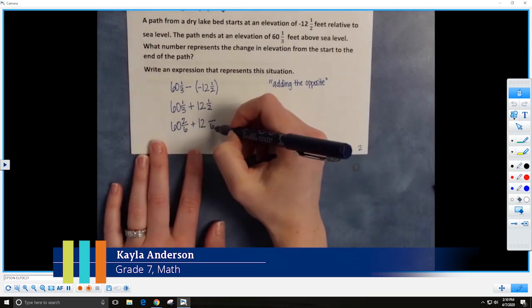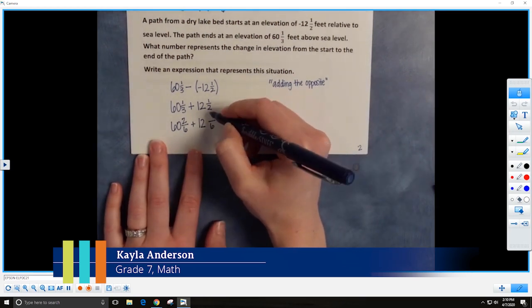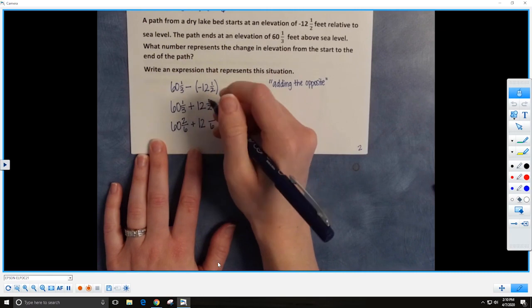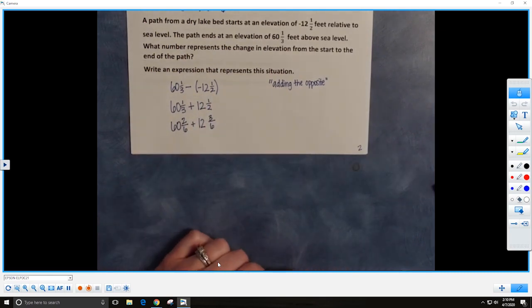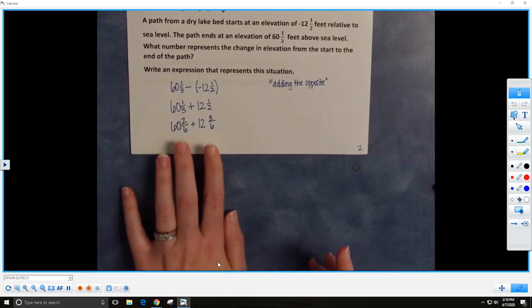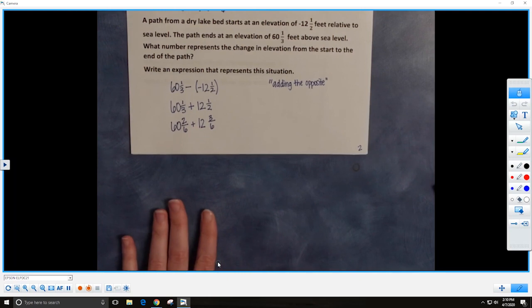Here, 2 times 3 gives me 6. To make this an equivalent fraction, 1 times 3 gives me 3. So 12 and 3/6 is the same as 12 and 1/2. Now that I have those common denominators, I'm going to go ahead and add.